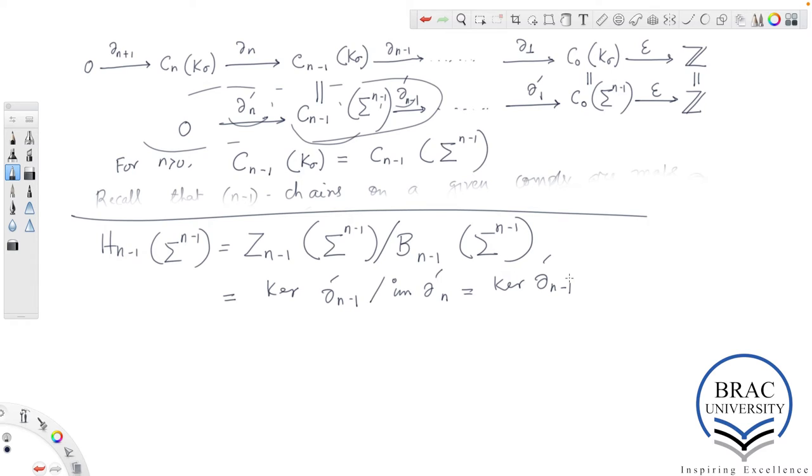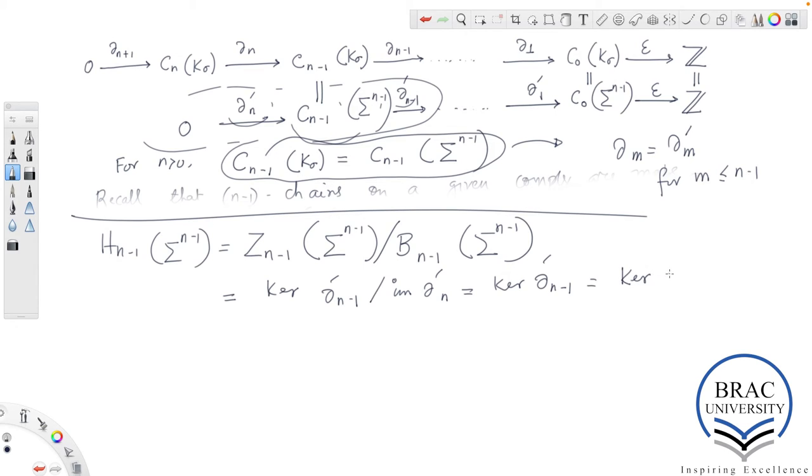Okay, so because of the equality here, it's important to note that everything coincides: all the boundary operators delta m are the same for m less than or equal to n minus 1. So that tells us that this is just the kernel of delta n minus 1.